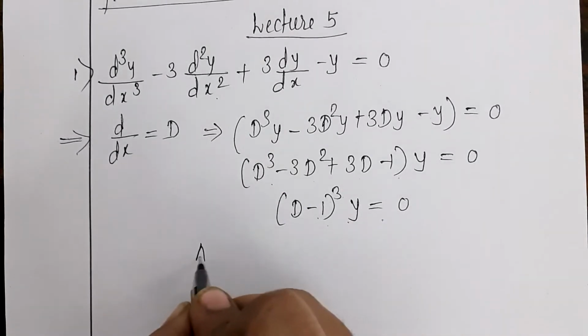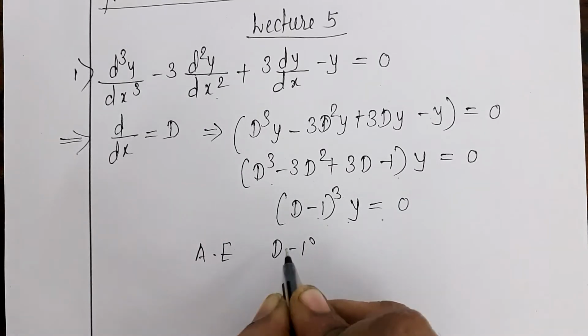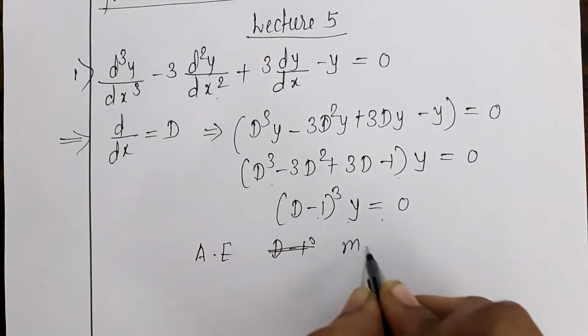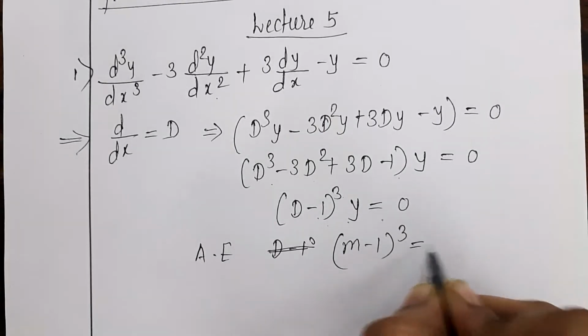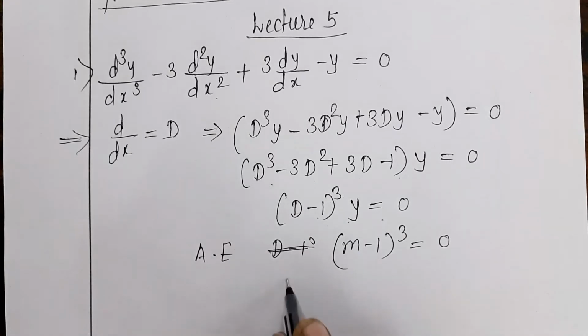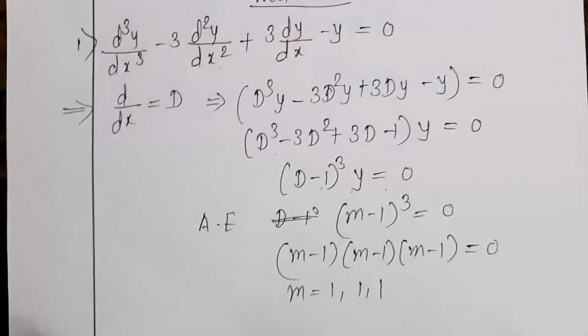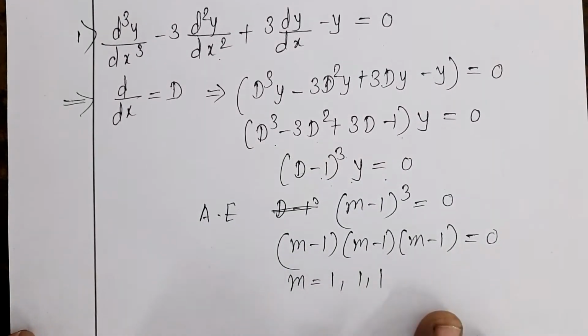Now auxiliary equation is (m minus 1) whole cube is equal to 0. So m minus 1 is repeated 3 times. (m minus 1) multiplied by (m minus 1) multiplied by (m minus 1) is equal to 0. So m is equal to 1, 1, 1. These are the 3 roots. Now all 3 roots are real and equal.